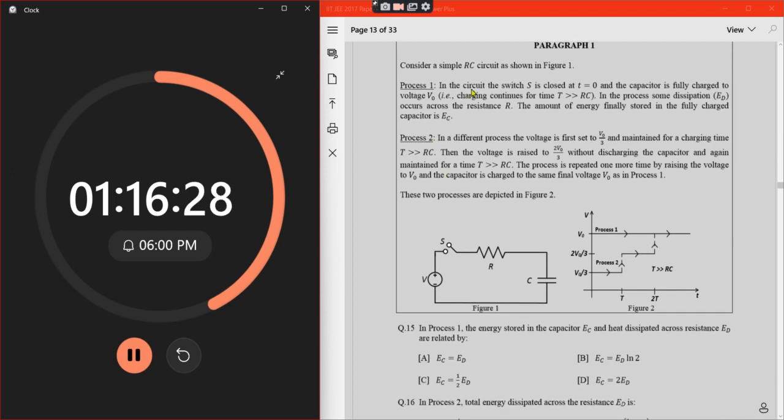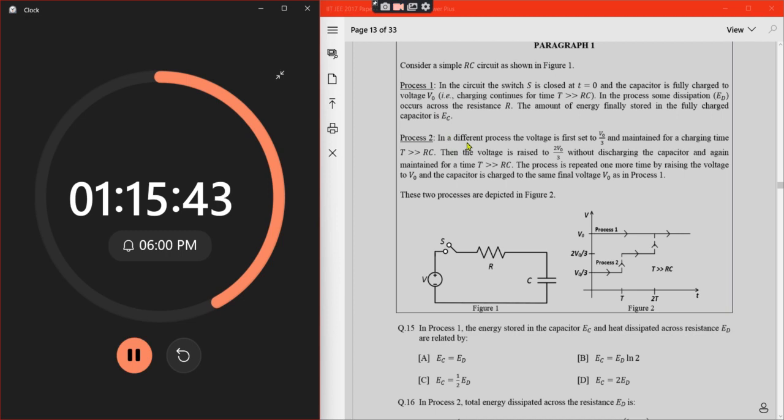Okay, in the circuit shown, the switch S is closed at t equal to 0 and the capacitor is fully charged to voltage V naught, charging continuous for time t much bigger than RC. In this process some dissipation E naught occurs across the resistance R. It's like damped, of course, because my energy decreases, whatever. The amount of energy finally stored in the fully charged capacitor is EC.